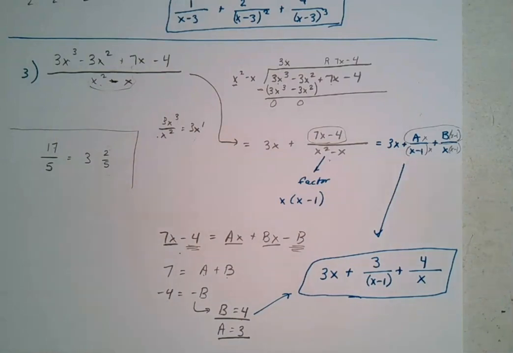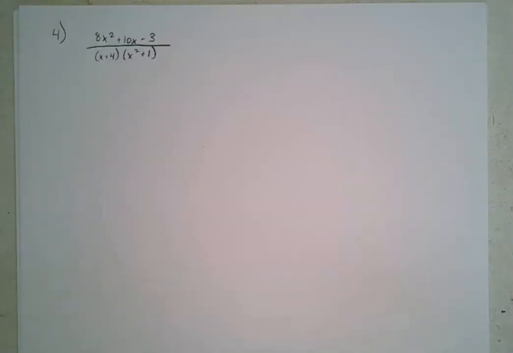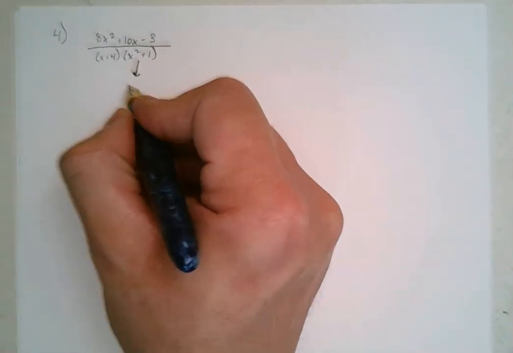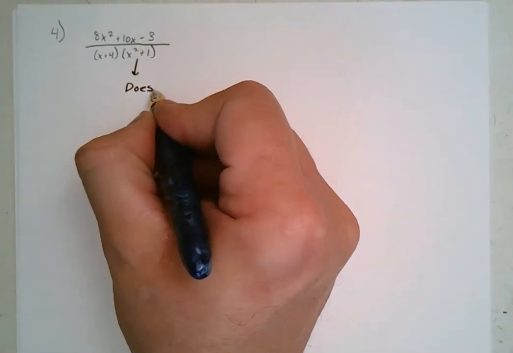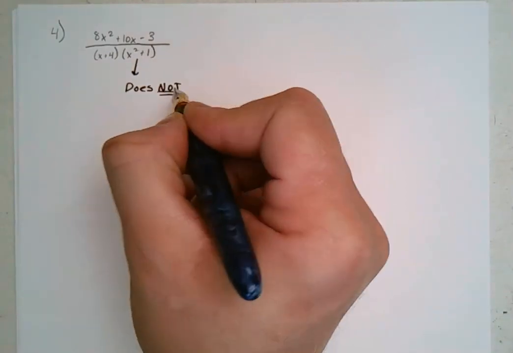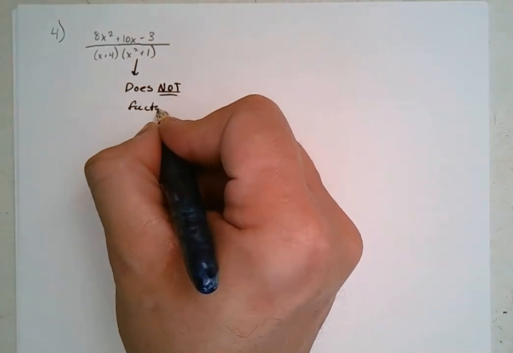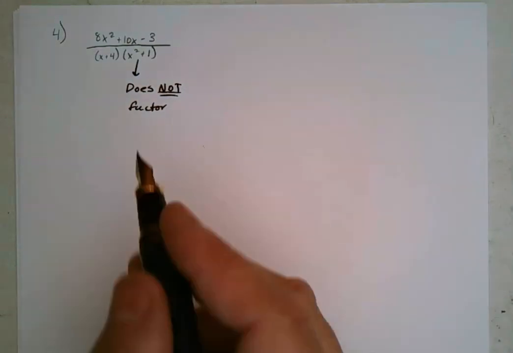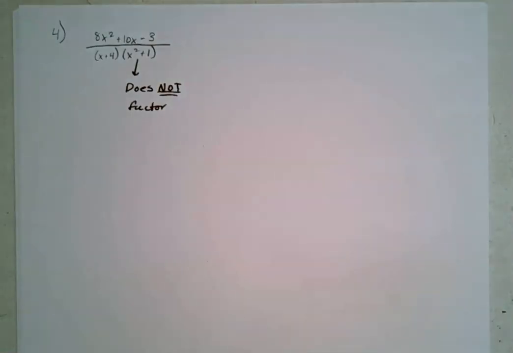All right. So here's our fourth example and our final case, which is you have 8x squared plus 10x minus 3 over x plus 4 times x squared plus 1. Now I want you to note this does not factor. There's a lot of folks in a hurry will say, oh, x plus 1, x minus 1. That's if it's x squared minus 1. This does not factor.